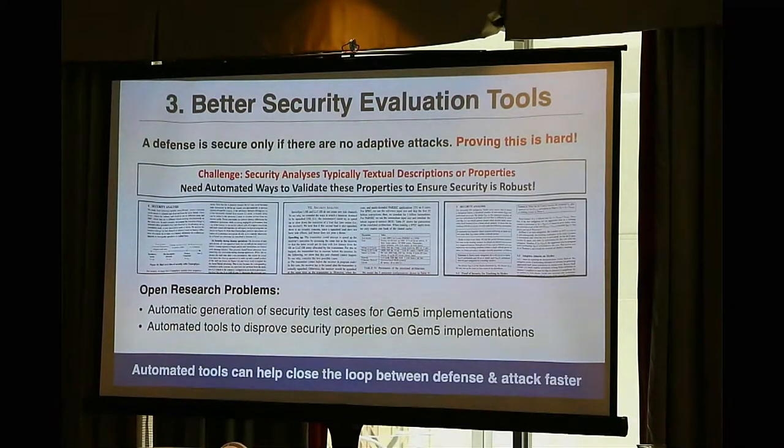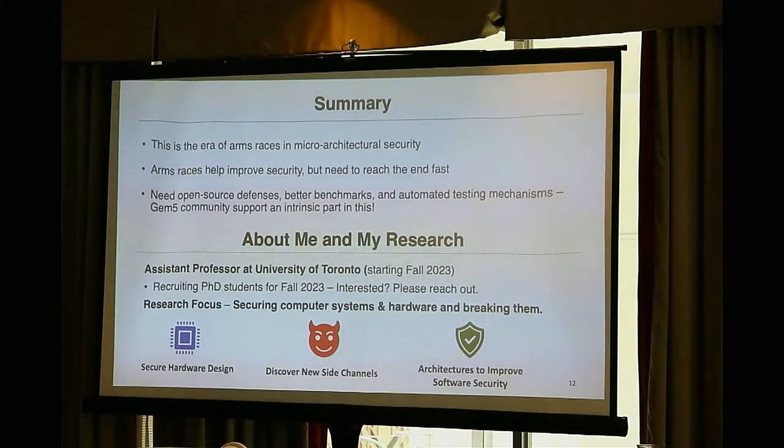So to summarize, today we are in the era of arms races in microarchitecture security. While this helps security, we also need to reach the end of these arms races faster. And to do that, we need open source implementations, better benchmarks, and better automated testing mechanisms to reach the end faster. And hopefully, the gem5 community will be supportive.